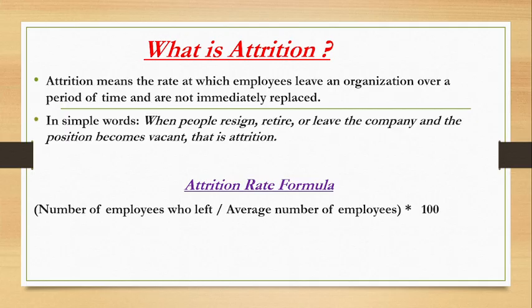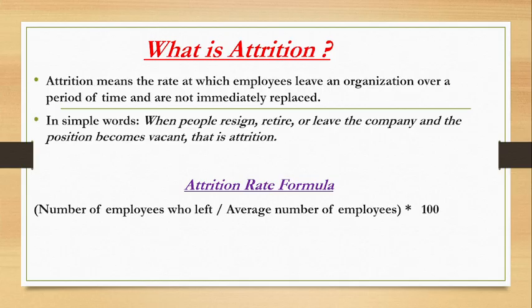Involuntary attrition means that I am working in the company, but I have done something unethical that is not allowed in the company. Means I have duplicated the data, or I have misbehaved with other colleagues or done something else, and for that reason the management has asked me to leave the company. So that is called involuntary attrition.